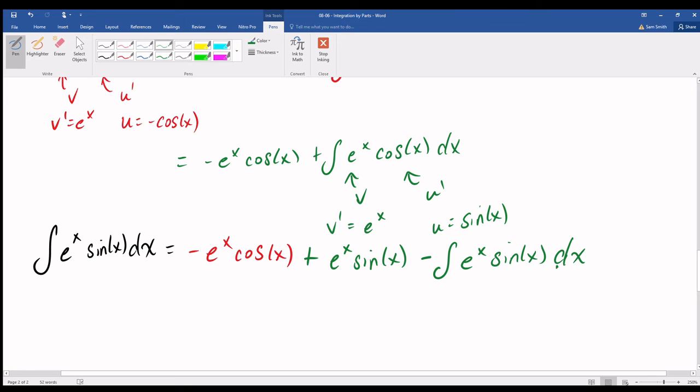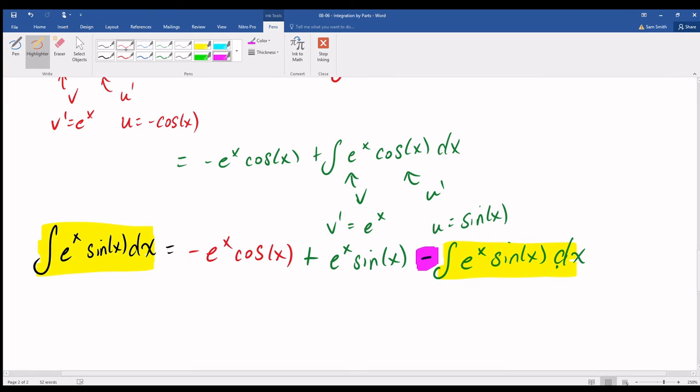Now behold something magical that has occurred. Look at this quantity right here in the back. And notice that it is identical to the integral that we were trying to find at the beginning of this problem. And better yet, it has appeared on the right-hand side of this equation with a negative sign.